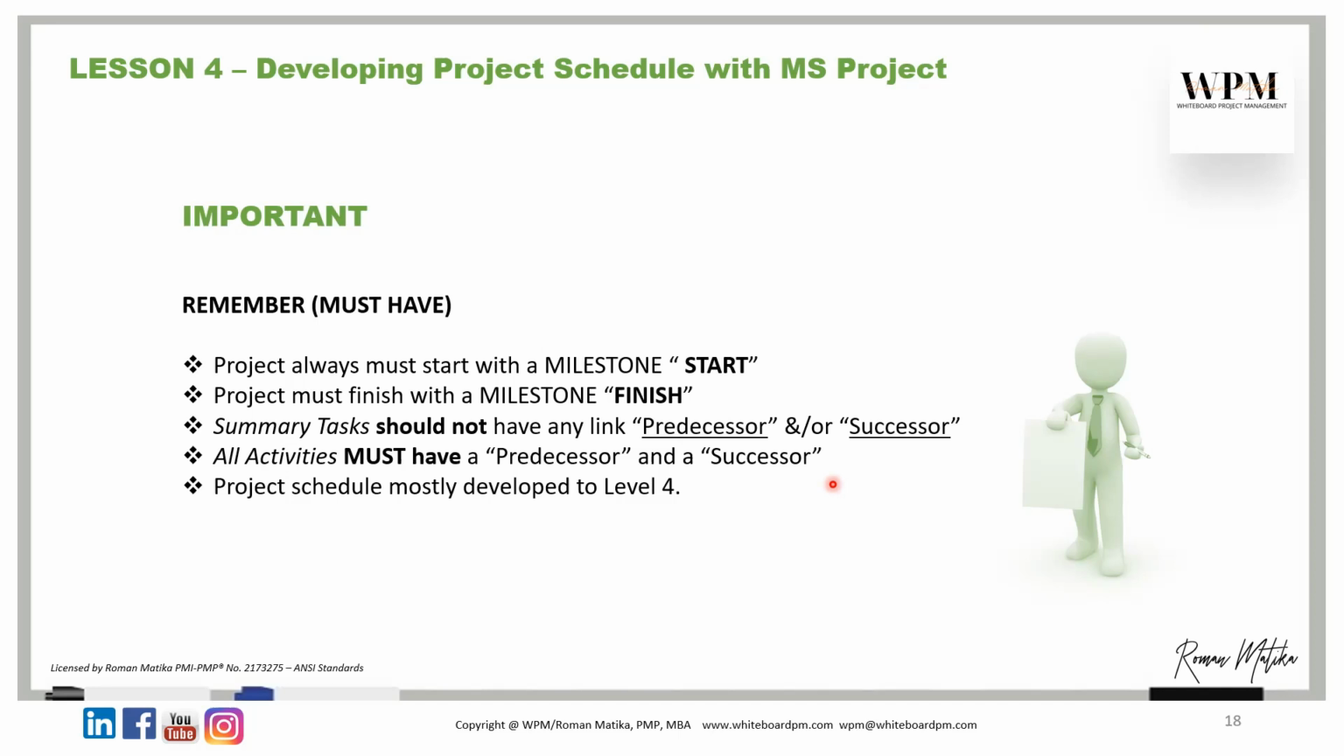A summary task should not have any link, meaning it should not have predecessors and successors. Most of the schedulers make a mistake when they link the summary task. The summary task should not be linked at all. All activities must have a predecessor and successor. If a task has no successor or no predecessor, the schedule cannot be updated correctly. Each task must have a predecessor and successor.